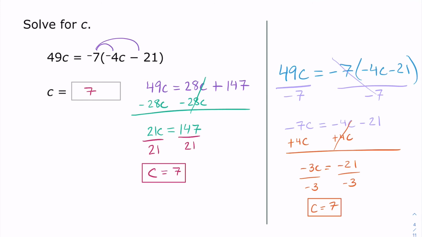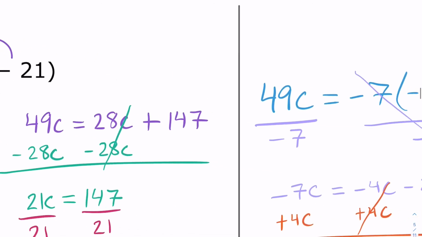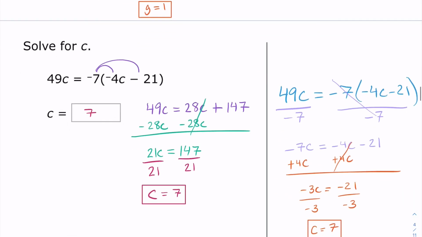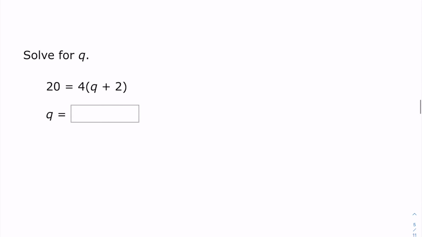Either method. Again, I think the distributive property is easier in completing, but I think that dividing by that factor of 7 saves us a step or two. So it really is more about how comfortable you are with the algebra. Okay, let's see. What do we got? We got a couple more.